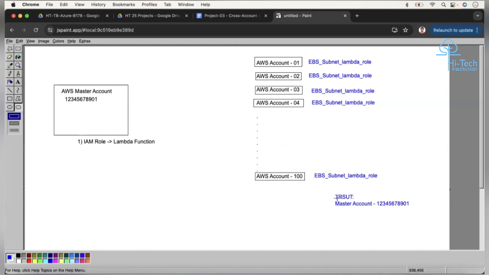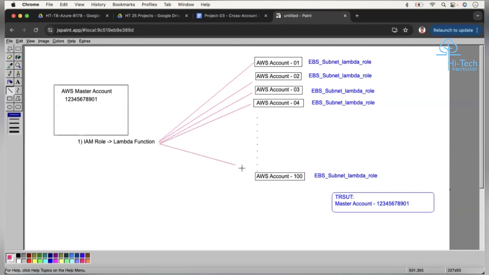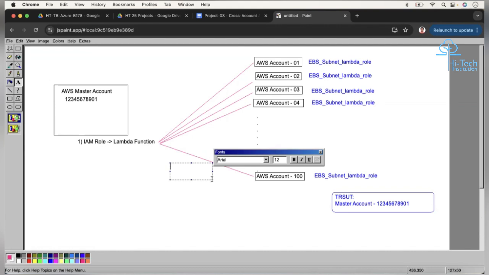Whatever role you are creating in every individual account, you need to enable the trust. Once you enable the trust, from this Lambda role you would be able to authenticate to all these accounts, because trust has been enabled. So with the help of this, you would be able to authenticate to all these accounts programmatically. One key point to remember: programmatically.